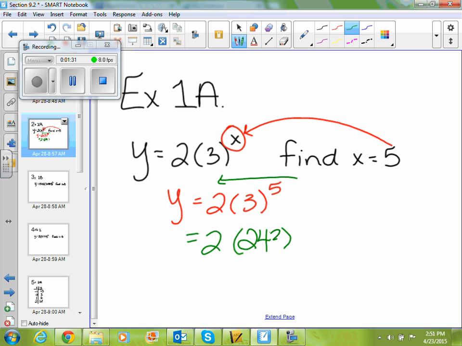So 2 times 243. What's 2 times 243? 486. Very good. That's your answer. You don't need to explain anymore. Well, easy. I'll do one more, and then we can do another example. Okay.